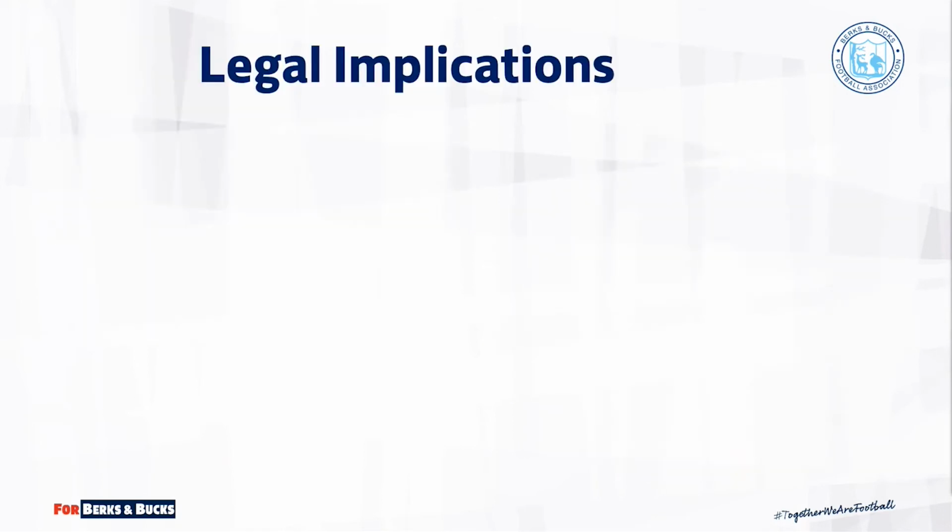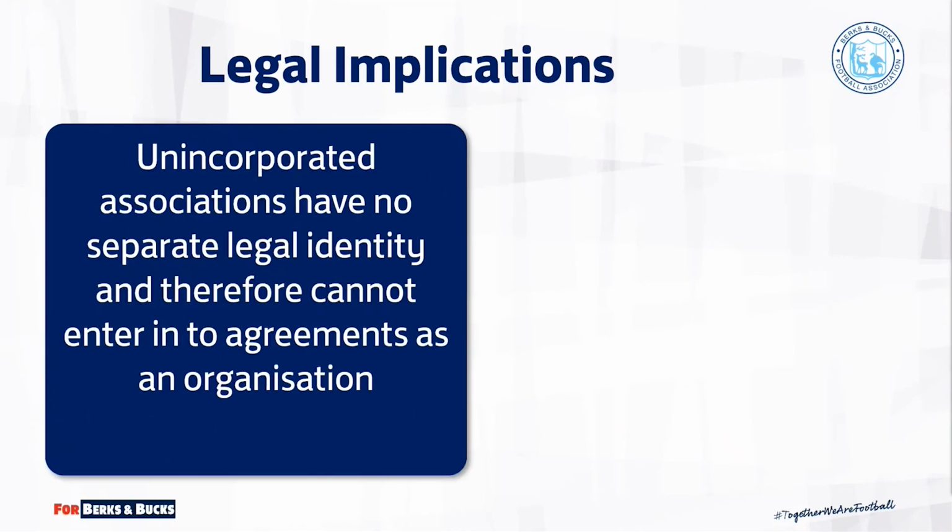So I'm going to go into a little bit more detail now around the implications of that structure of an unincorporated association. One of the key things to consider here from a legal perspective is that unincorporated associations have no separate legal identity in their own right. A registered company or a registered charity becomes a legal person. It becomes a defined entity that can enter into agreements on its own behalf. An unincorporated association doesn't have that, which means that the individuals who enter into an agreement on behalf of that organization are taking on independent liability, entering into those agreements independently.